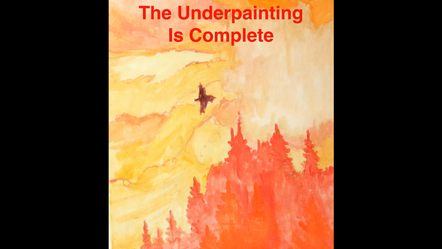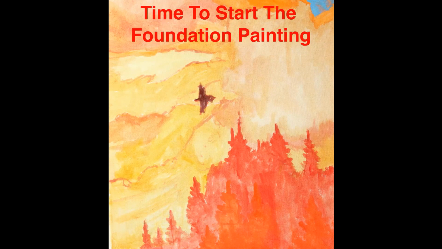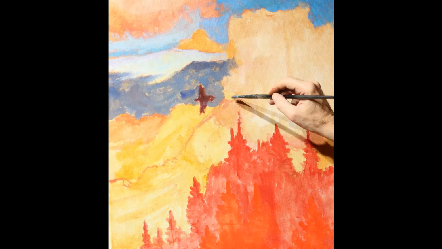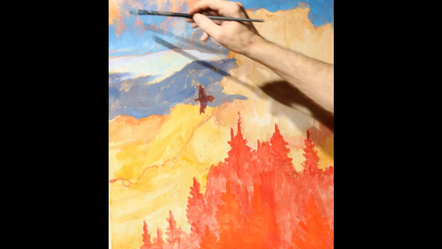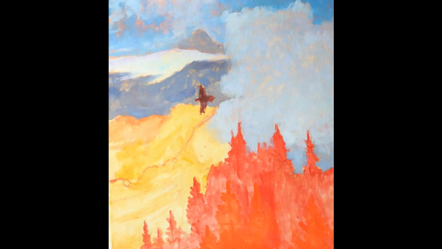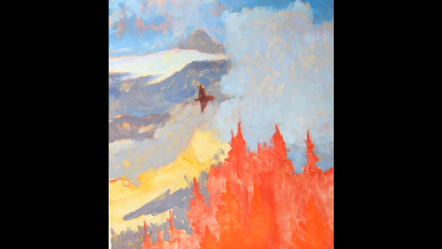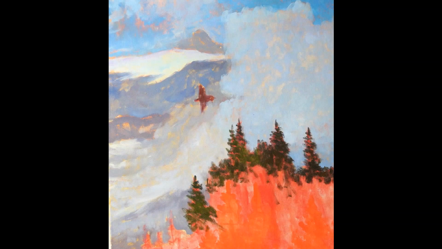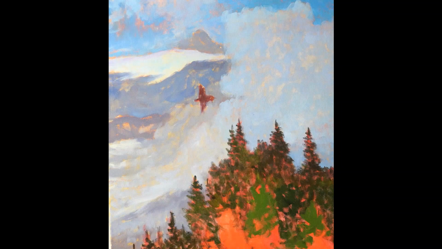Once the underpainting is complete, it's time to block in the local colors. This is known as my painting foundation. Note, I still just block in the big shapes and let the underpainting bleed through. This allows me to have more vibrant colors when that color bleeds through.